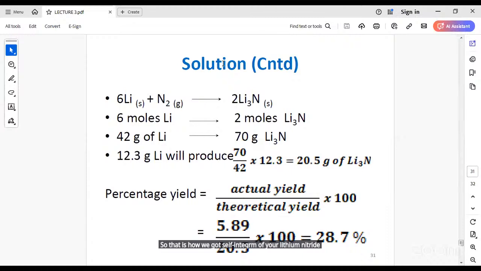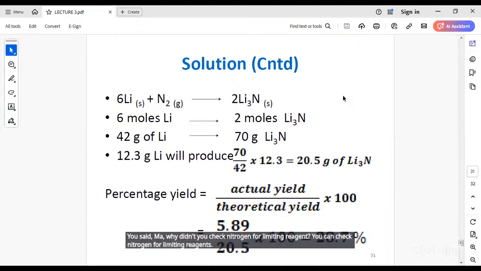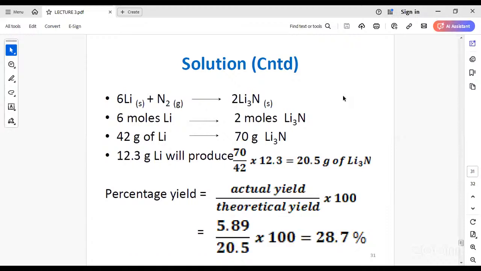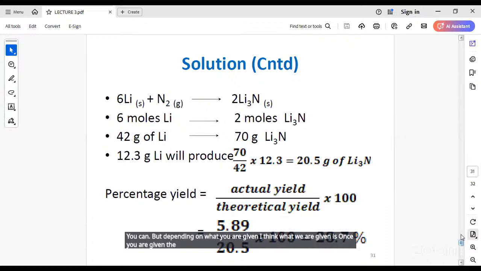Any other question? Okay. You said, Ma, we don't understand the theoretical yield. You said, Ma, why didn't we check nitrogen for limiting reagent? You can check nitrogen for limiting reagents. You can, but depending on what you are given. Once you are given, you can check both of them for limiting reagents.